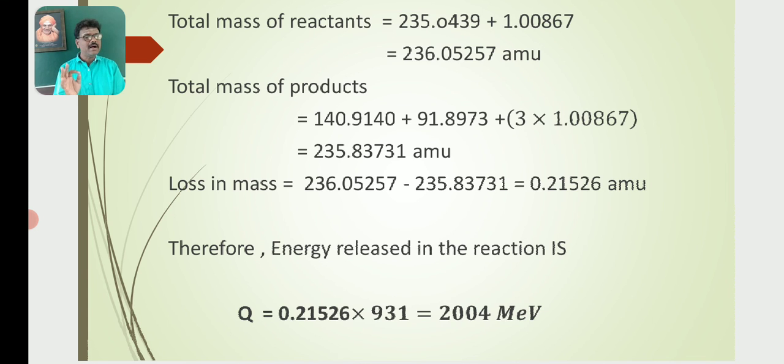Therefore, the amount of energy released in this reaction is Q equal to 0.21526 into 931, which is equal to 200.4 mega electron volt. That much amount of energy is released during the reaction, that means the process of fission.